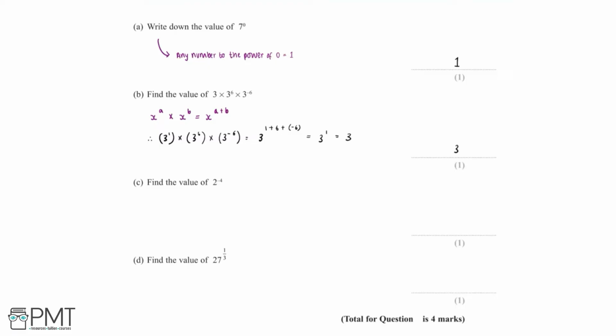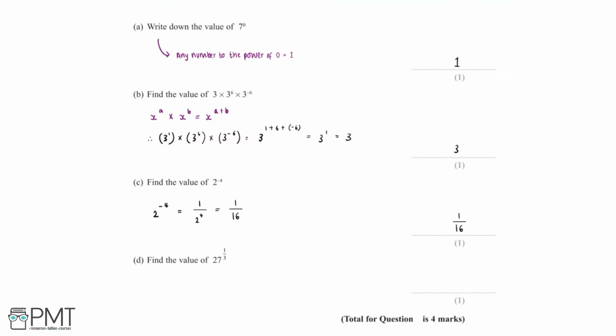In part C, we need to find the value of 2 to the power of minus 4. Now with negative powers, that means we need to find the reciprocal, and the reciprocal means 1 over. And so 2 to the power of minus 4 would be equal to 1 over 2 to the power of 4. We know that 2 to the power of 4 is equal to 16, and so 1 over 2 to the power of 4 is equivalent to 1 over 16. And so we've found that the value of 2 to the power of minus 4 is equal to 1 over 16.